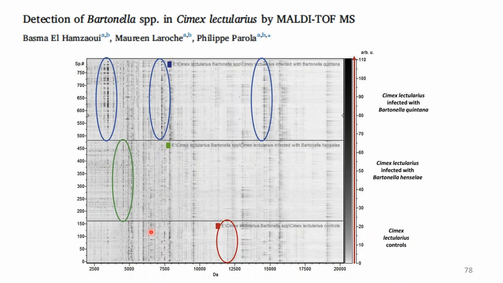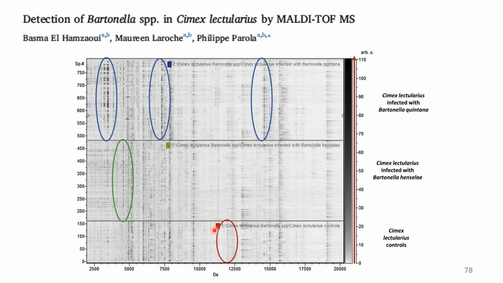Here in that gel view, it shows you the results of when we also worked on Bartonella in Cimex, which is the bed bug. If you're not familiar with gel views, it's basically a stack of all your spectra. If you have a peak that is preserved throughout all your spectra, you just have a straight line. So here you can see some peaks that are specific to the infection of Bartonella quintana. Sometimes it's just a matter of intensity, but sometimes it's a completely new peak.